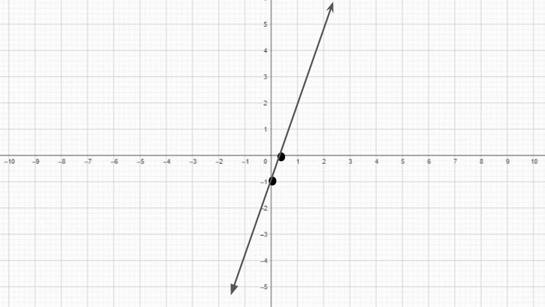Now, this method is very easy because you only have to replace x and y with 0 and solve the equation. But sometimes the intercepts can be a fraction, and when they are fractions, they are pretty hard to graph by hand, at least accurately. So another way of graphing equations in standard form is by turning it into slope-intercept form.